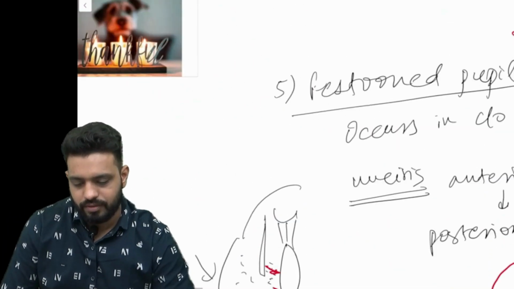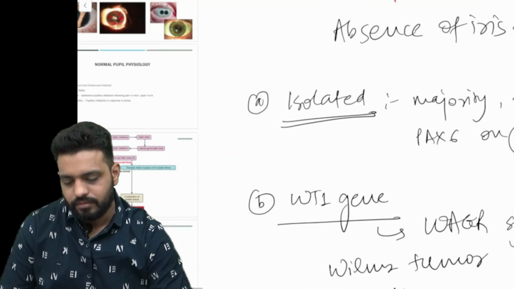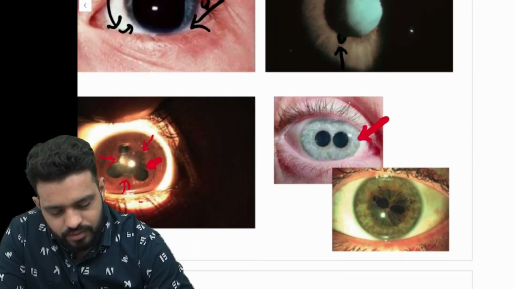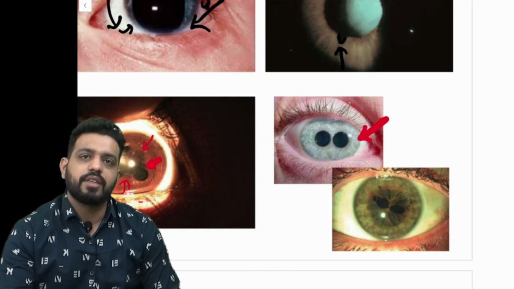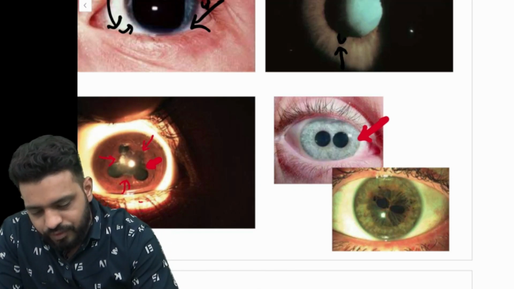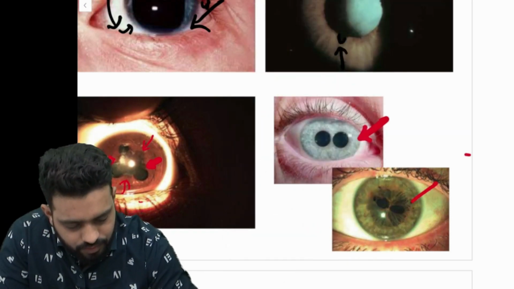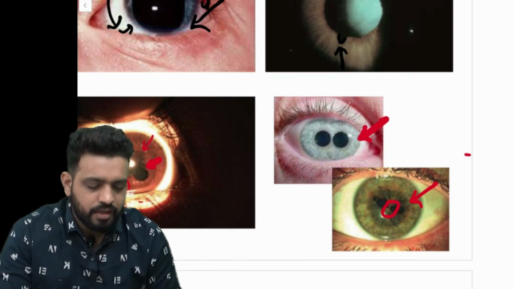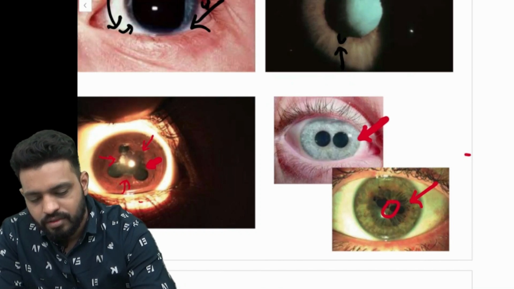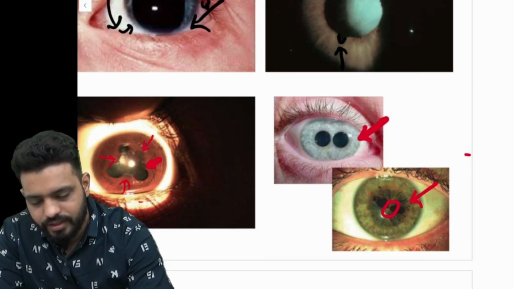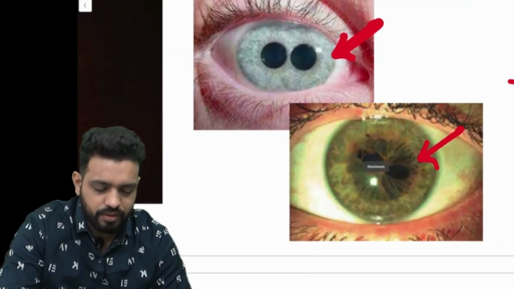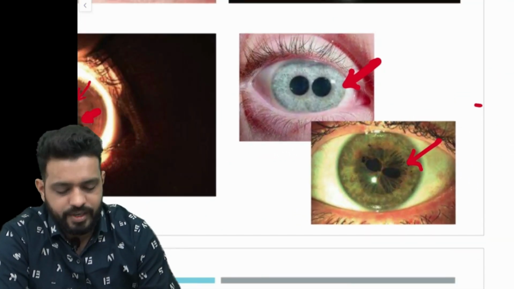I'll show you the figure. Just have a look over here. This is a true polychoria, perfectly circular, 2 openings in the iris. If you see here, this is a false polychoria because this part is not true iris tissue. It's a posterior synechia, which is seen in anterior uveitis. I'll zoom in so you can see it more clearly.